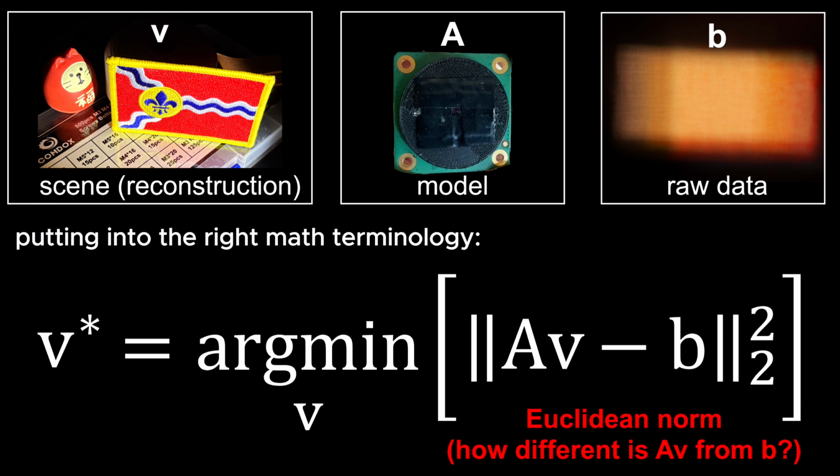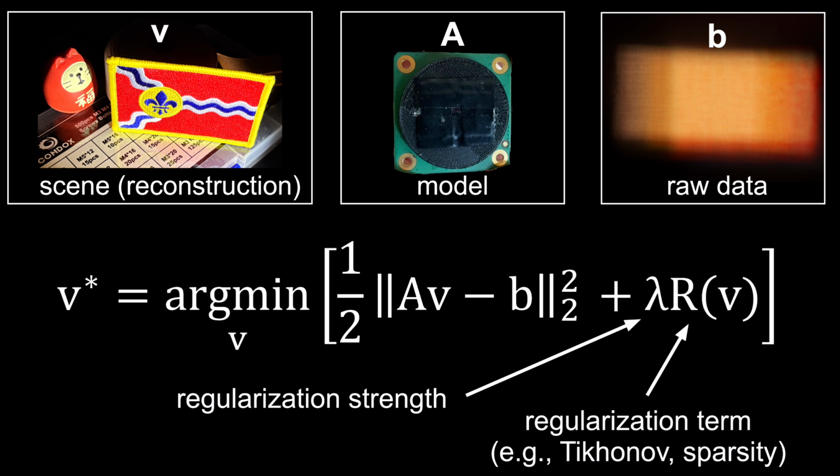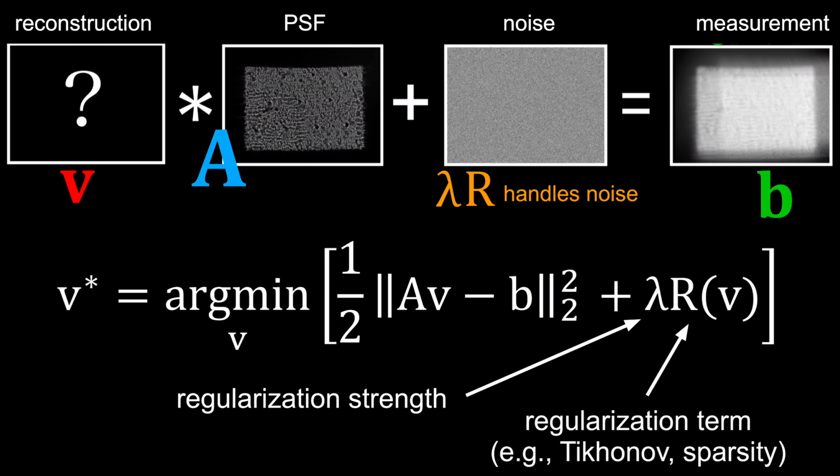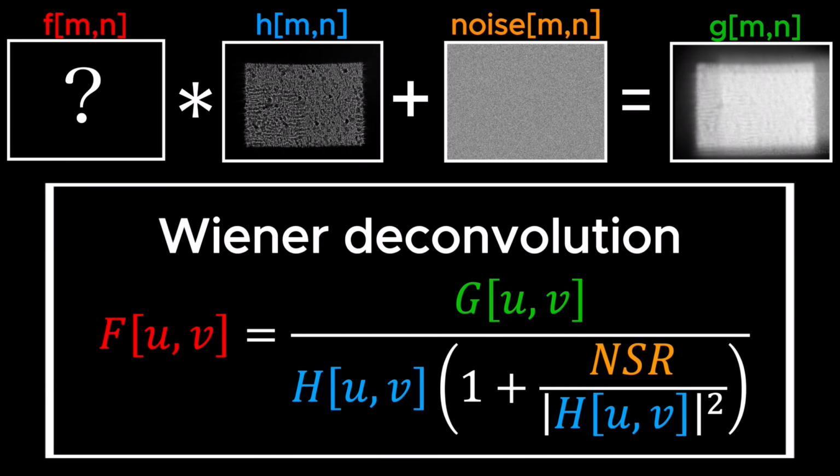Some additional constraints may be put on the optimization by including what's called a regularization term that encodes what you think the solution should look like. Wiener deconvolution can be expressed this way too. A would represent the circular convolution operator, and the regularization term prevents noise from blowing up during the inversion. What's nice about Wiener deconvolution is that there's a closed form solution that makes it easy to compute the reconstruction without having to use iterative algorithms like gradient descent.